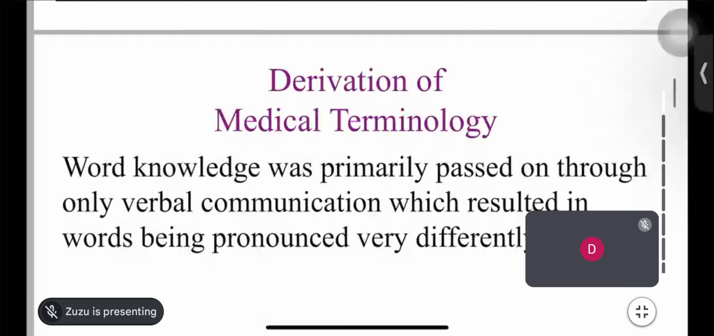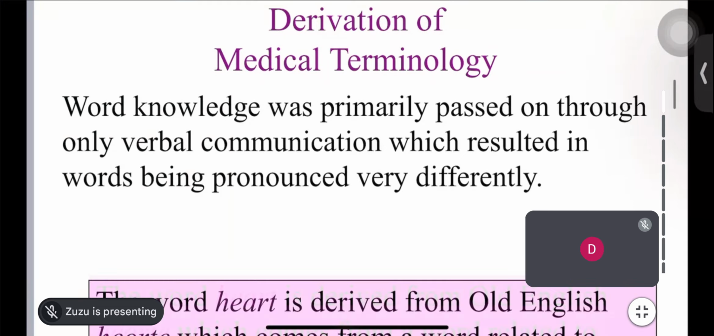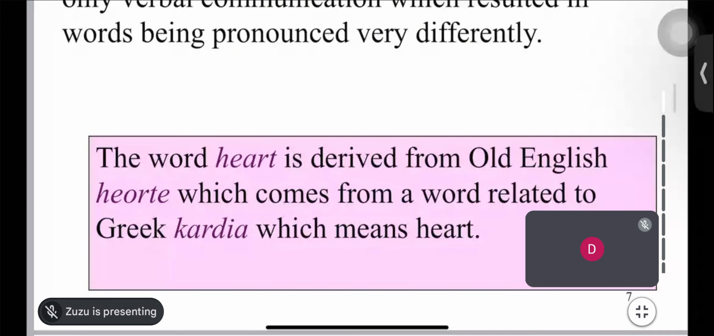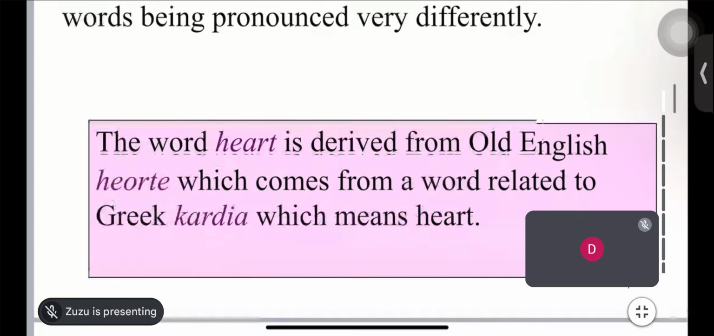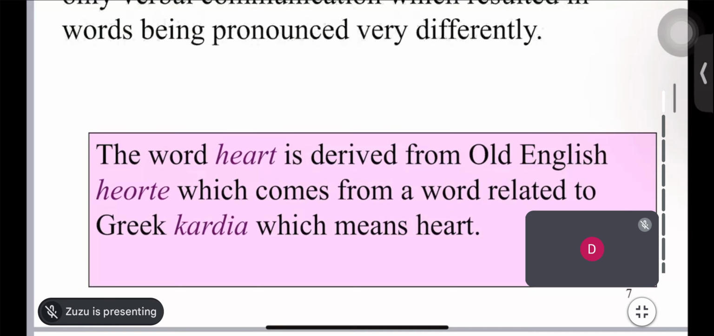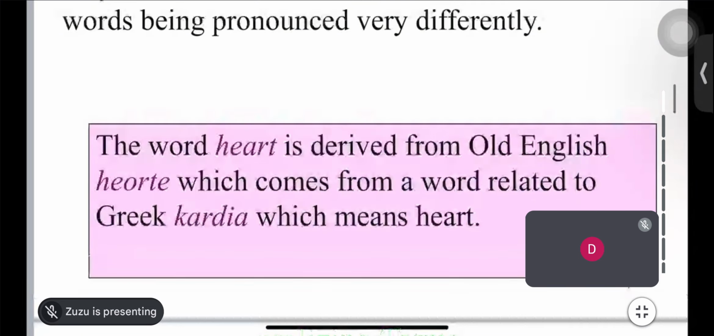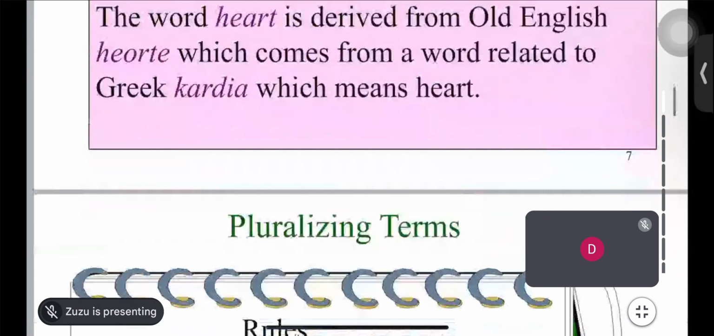Derivation of medical terminology. Word knowledge was primarily passed on through only verbal communication, which resulted in words being pronounced differently. So, depending on which background it is coming from, it sounds different. The word heart is derived from Old English heart, which comes from the word related to the Greek cardia. So heart and cardia refer to the heart at the same time, depending on where it came from.